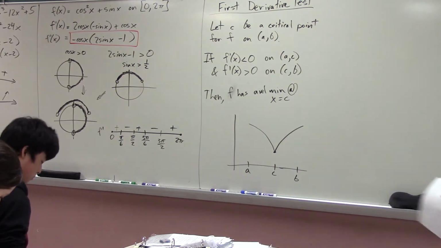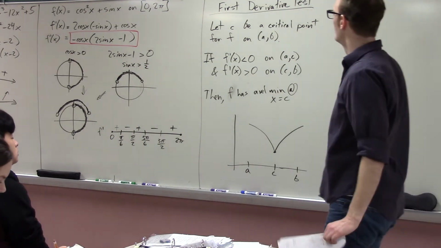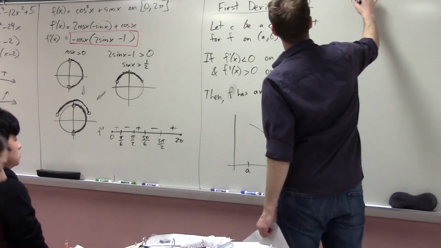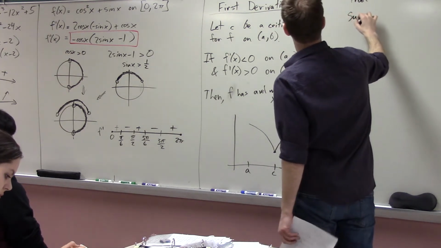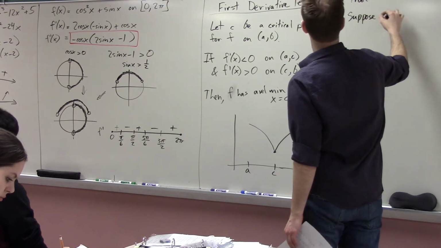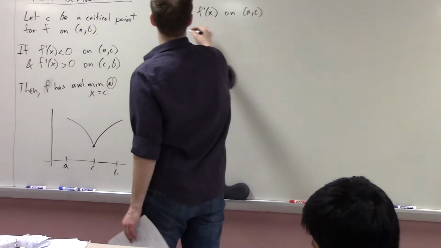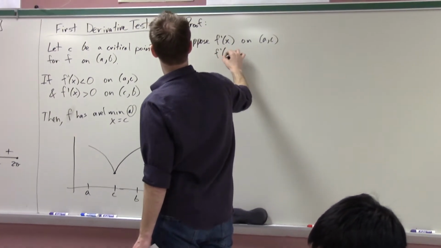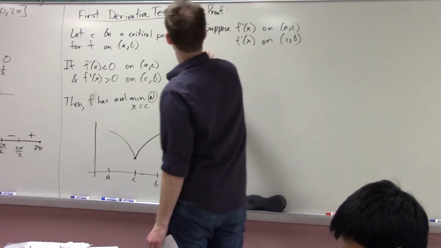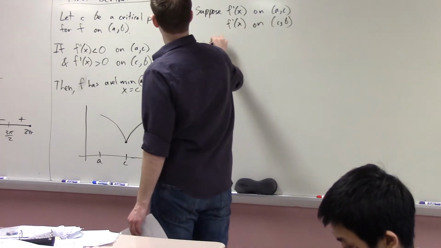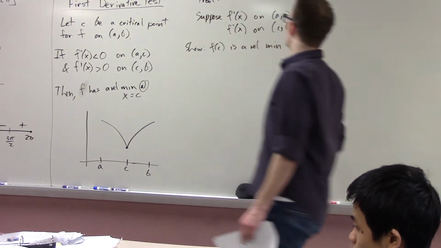Well, here it is. Right. So let's prove it. Here comes the proof. Well, again, it's a conditional. So we go through all the things. Suppose that the derivative is negative on the interval AC, and that the derivative is positive on the interval CB. I need to show that f of c is a relative min.